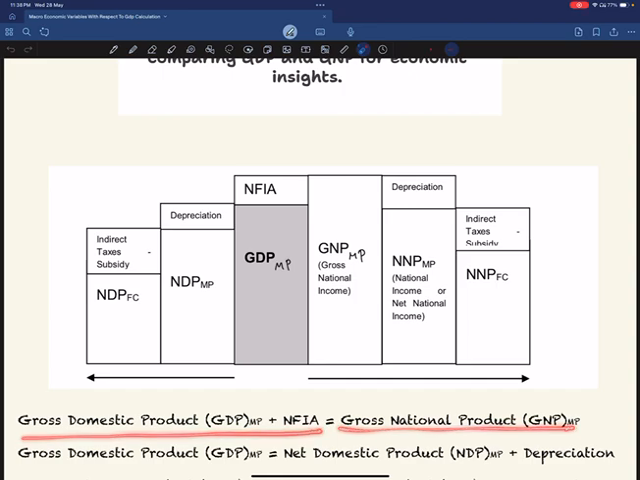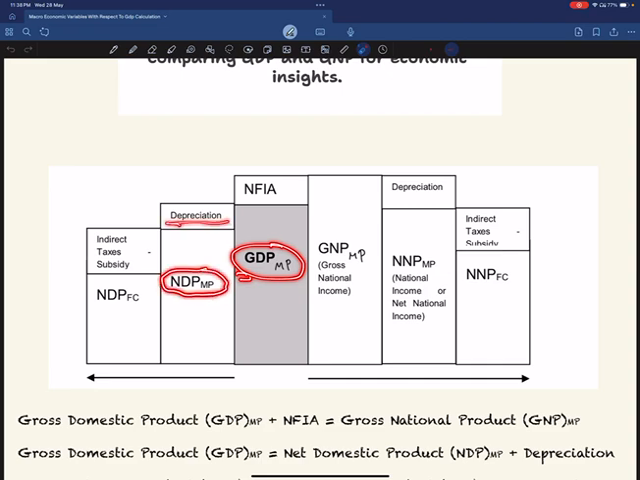Similarly, GDP at market prices is equal to net domestic product at market prices plus depreciation. As you have seen in the last class, the net value is gross minus depreciation, so gross is net plus depreciation. So GDP at market prices includes net domestic product plus depreciation. Similarly, the net domestic product at market prices is equal to net domestic product at factor cost plus taxes and subsidy.